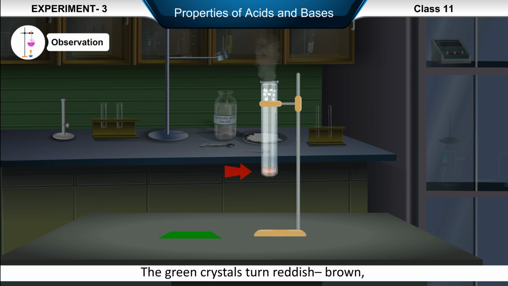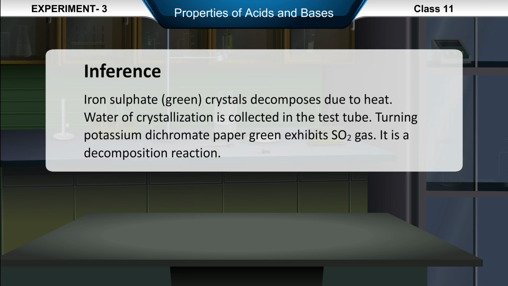Observation. The green crystals turn reddish brown, tiny droplets of water settle near the neck of the test tube, and a colorless gas with a choking smell is produced. The acidified potassium dichromate paper turns its color from orange to green when held in the gas.